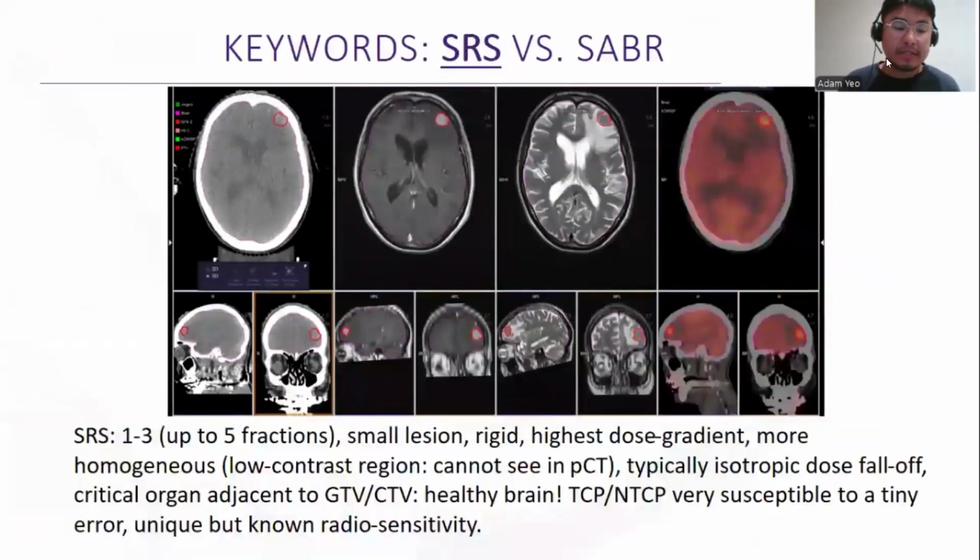To start with the keywords and SRS first, typically SRS is a single fraction, but it also goes up to 3 fractions, even up to 5 fractions for a cavity and bigger lesion size. Nevertheless, it's a small size and very rigid, and we match based on the bony anatomy where we can see, because the lesion is embedded inside the brain tissue, which is a low-contrast area where we cannot see. Typically, isotropic dose fall-off is required unless it's abutting critical organs such as the brainstem. Most importantly, the healthy brain itself is abutting the lesion. The brain is a very critical organ itself, and tumor control probability and normal tissue complication probability are very susceptible to a tiny little error. It's unique, but the radiobiology and radiosensitivity are very well known.